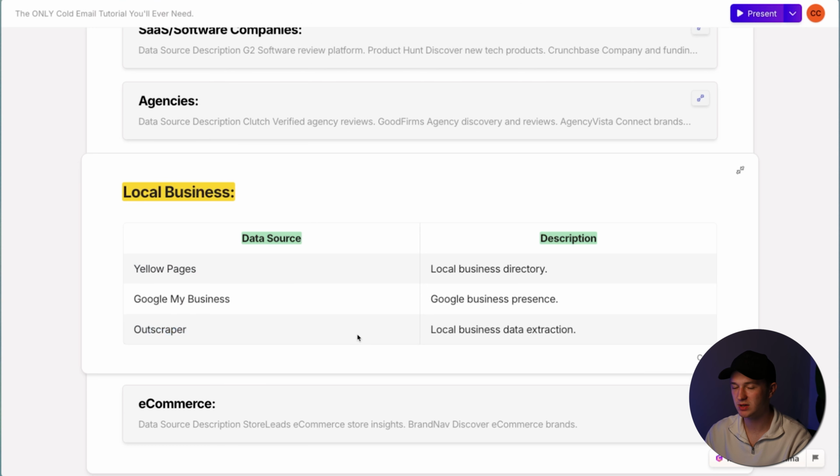Outscraper, and basically what Outscraper does is you can scrape all of it, so the data extraction. Outscraper isn't a data source in itself. It just helps you extract from these, right? So use that as you wish if you're targeting local businesses.